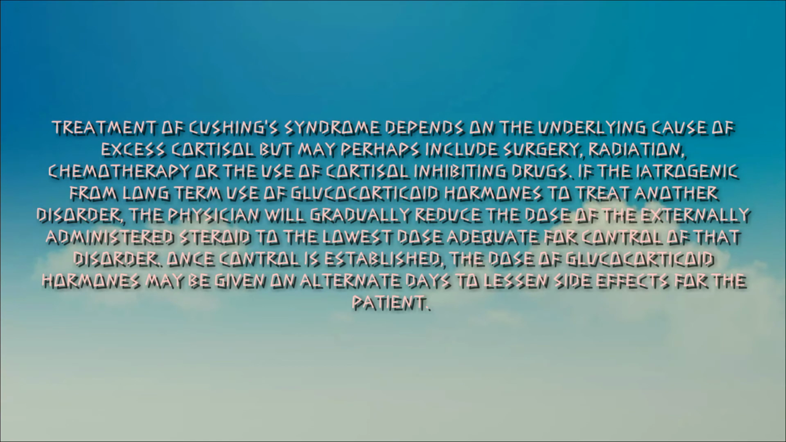Treatment of Cushing syndrome depends on the underlying cause of excess cortisol, but may include surgery, radiation, chemotherapy, or the use of cortisol-inhibiting drugs. If it is iatrogenic from long-term use of glucocorticoid hormones to treat another disorder, the physician will gradually reduce the dose of externally administered steroid to the lowest dose adequate for control of that disorder. Once control is established, the dose of glucocorticoid hormones may be given on alternate days to lessen side effects for the patient.